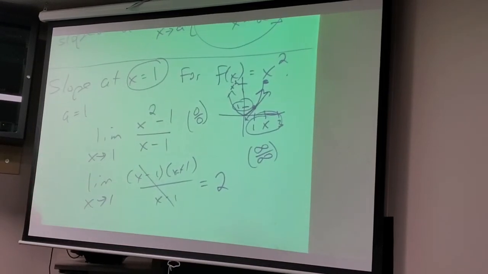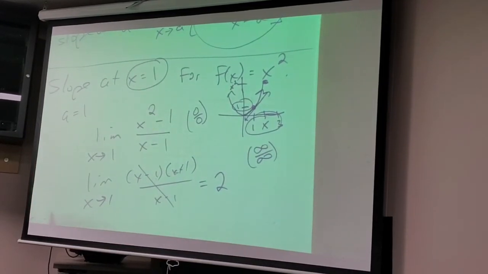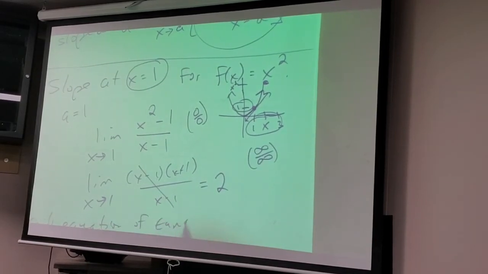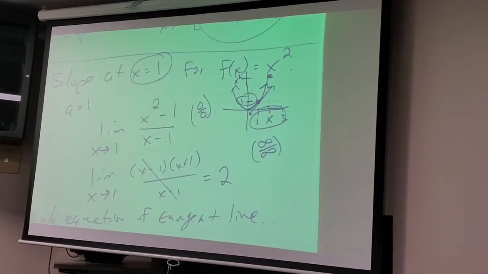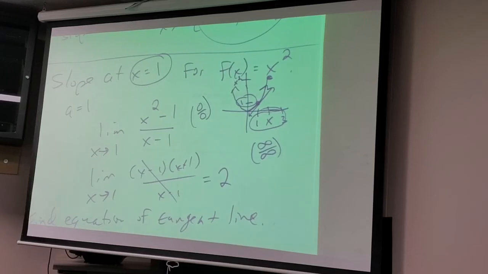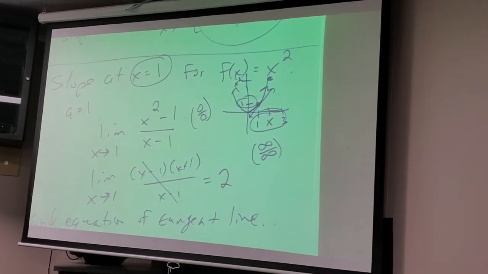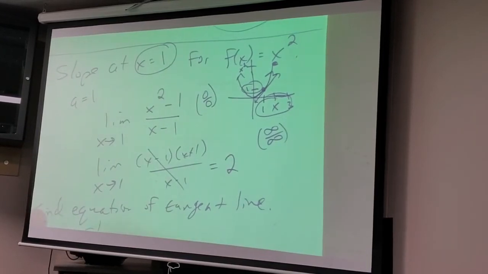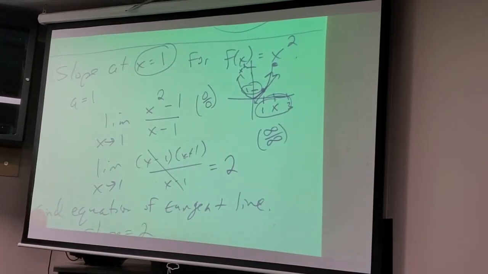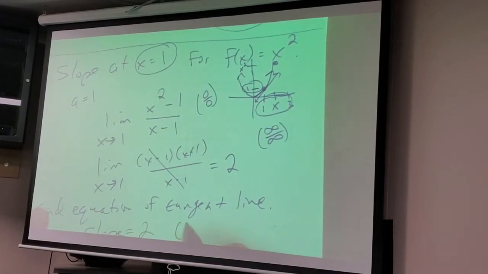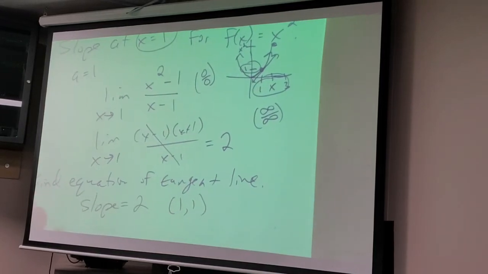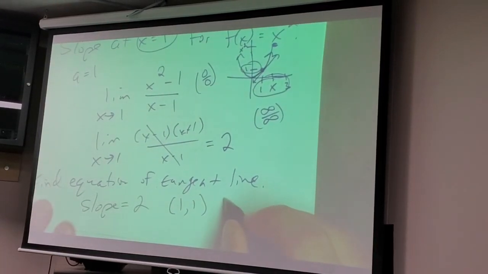Remember this problem? Can you guys find the equation of the tangent line? Yes, you can, because how do I find the equation of any line? What do I need to find the equation of any line? I need the slope and the y-intercept or any point. Do I know the slope? Yes. Slope is 2. Crazy. Do I know a point? Yes. 1, 1.